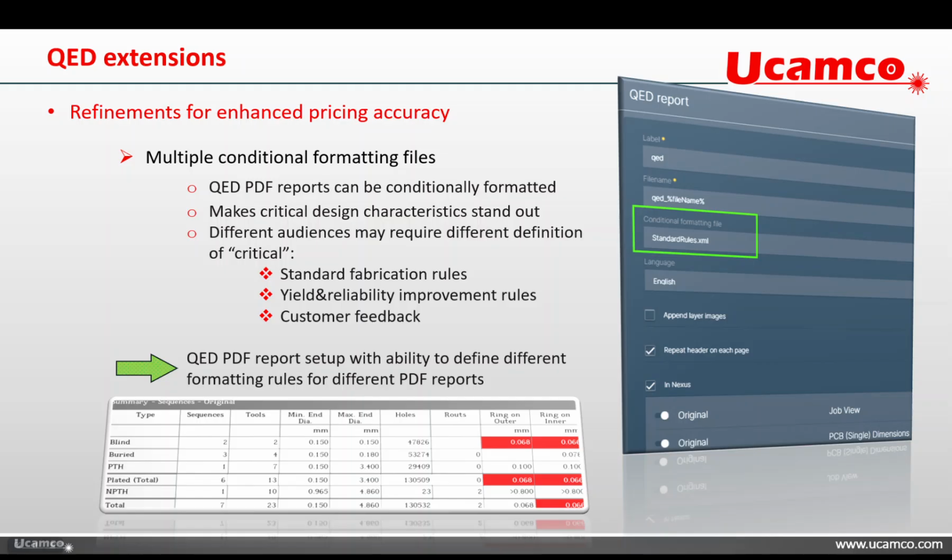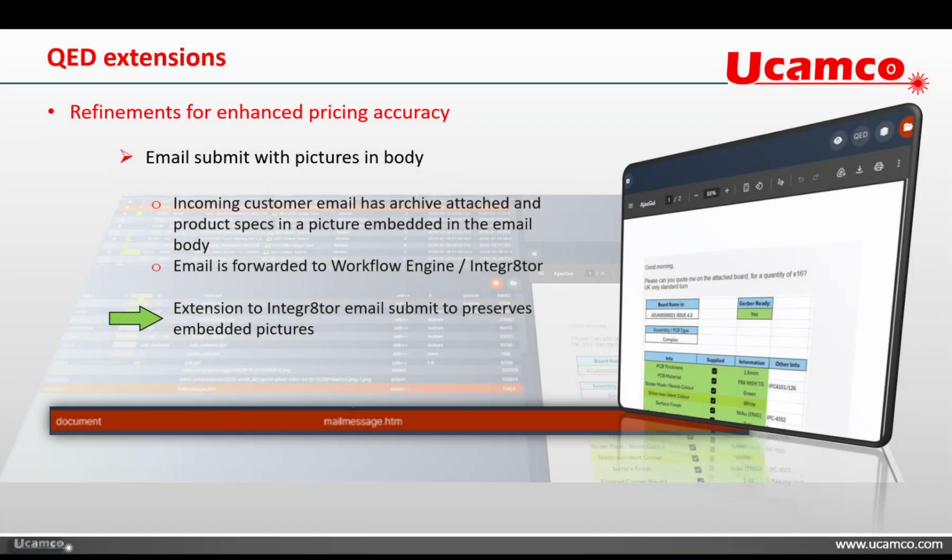In this particular context, it is of course very useful to be able to format one report according to one set of rules and another report according to another set of rules. And that's exactly what this new feature allows you to do. In the settings where you set up your QED report and define what goes on it, there is now a new entry which says conditional formatting file. And mind you, it's file. The only thing you give is a file name .xml, not the complete path, because all of this resides on the server and we know where it sits on the server.